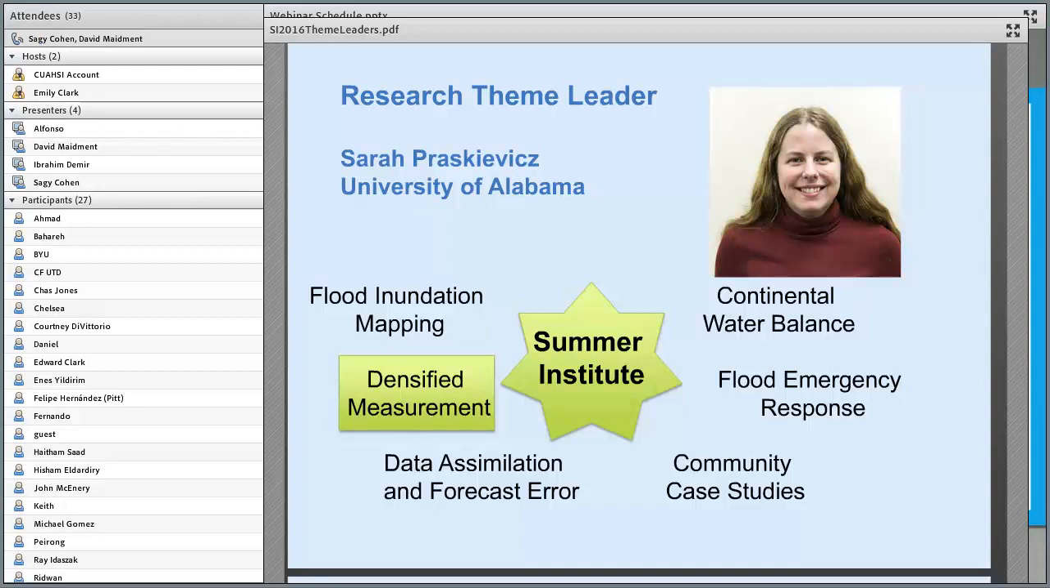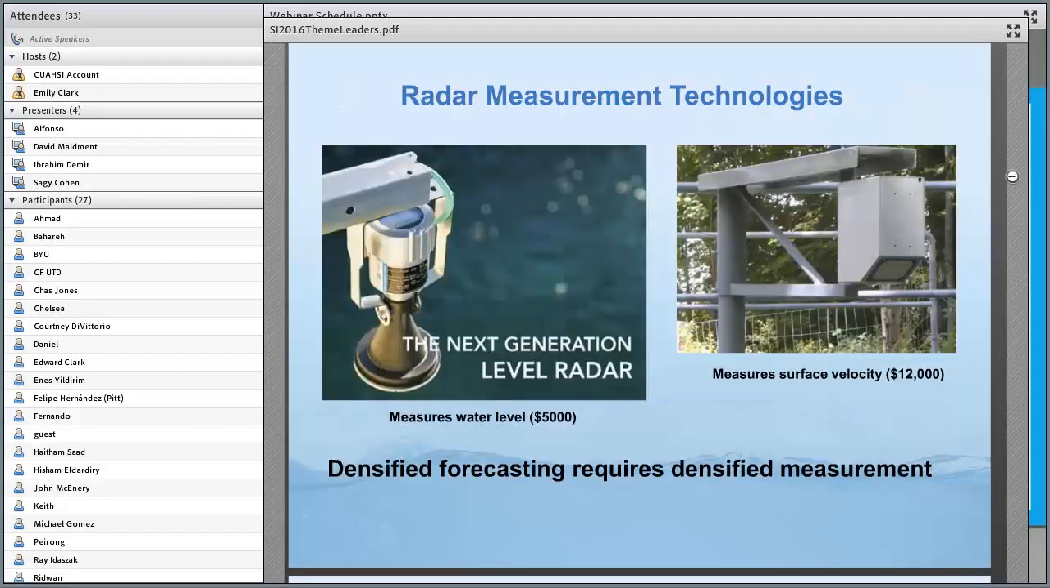Thanks, David. So a lot of the material in this theme, I think, overlaps and complements the first theme of flood inundation mapping that Sagy and David already talked about. So the basic idea behind this theme is that densified forecasting requires densified measurement. We can do all the modeling we want, but unless we have actual data as input to models and also for model validation, we're not going to get good results.